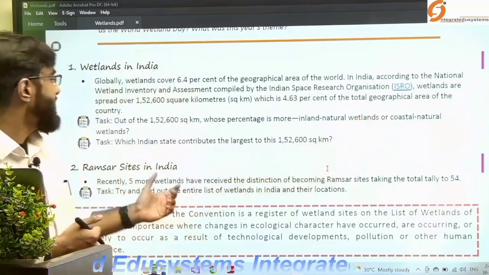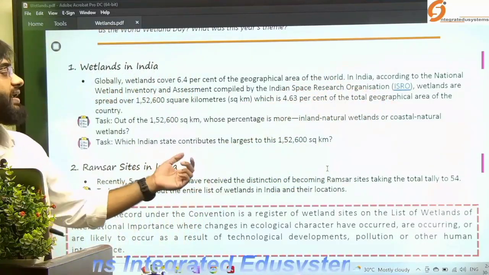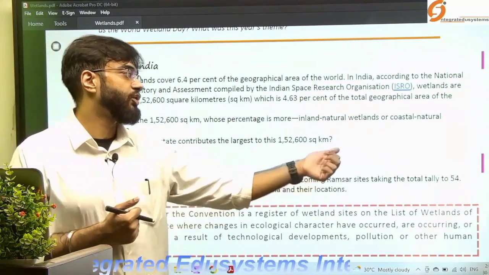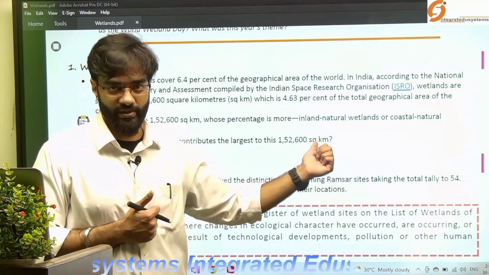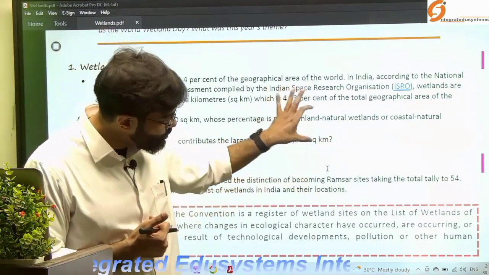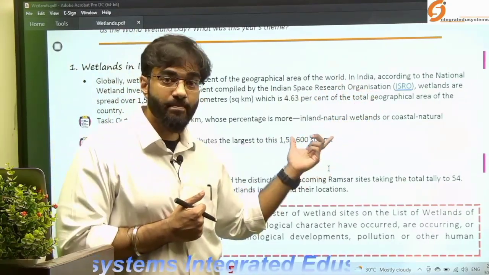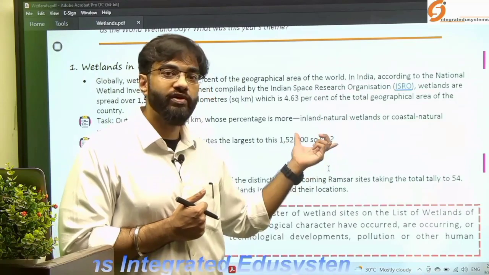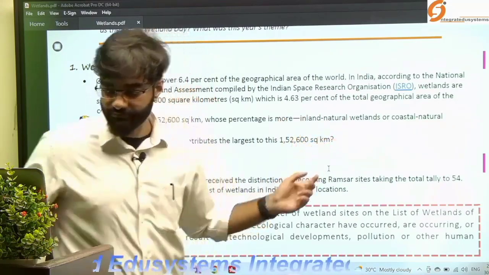Then the next point is which Indian state contributes the largest share to this 4.63% or 1,52,600 square kilometers. It is very easy for me to tell you the answer, but if you determine this on your own, you will see the benefit. In the long term, you will definitely remember it. You will never forget this fact.